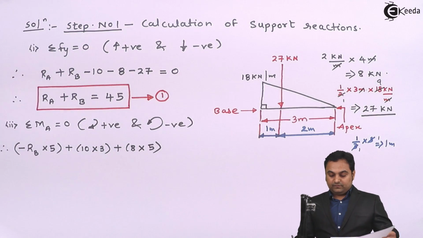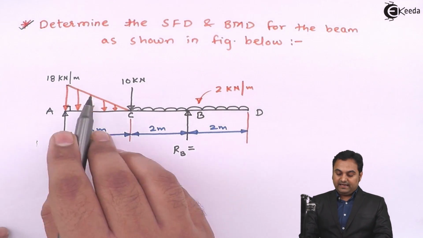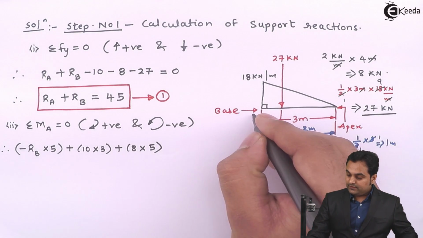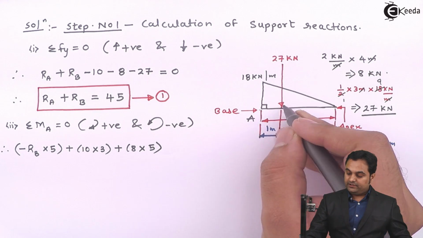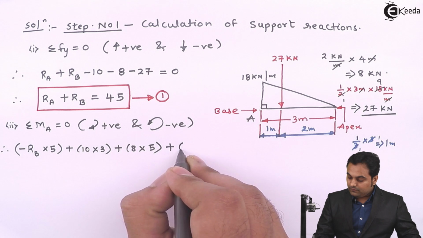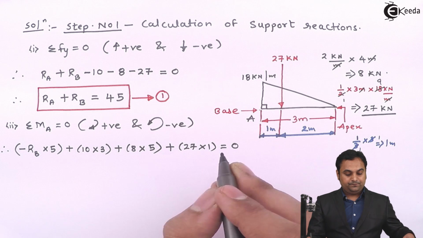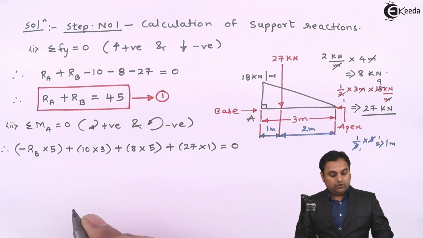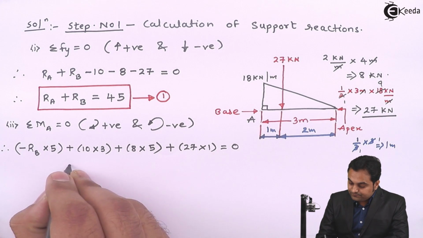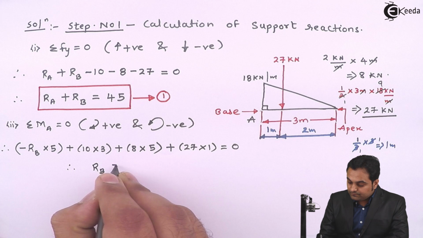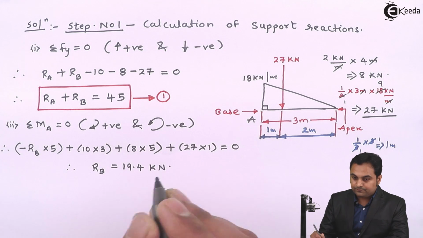Next, apart from this, we even have this UVL. Now UVL, as we know, from point A, that is the base, it is acting at 1 meter distance. So this 27 into 1, it is producing clockwise moment. So plus 27 into 1 is equal to 0. So therefore, on calculating this, here I will get the value of RB as 19.4 kilonewton.